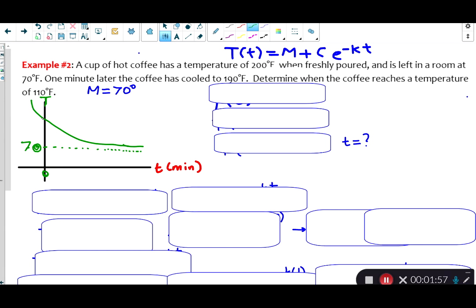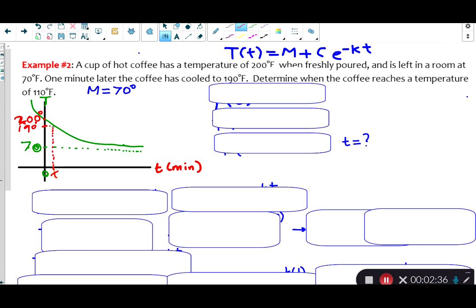Initially, this cup of coffee was 200 degrees Fahrenheit, so here I'm going to put the number 200. Again, my graph is not to scale, but it's just a visualization, giving me an idea about what is happening and what I'm going to try to solve for. Then 1 minute later, the coffee has cooled off to 190 degrees. So let's say right about here is 190, and that happens when t is equal to 1.